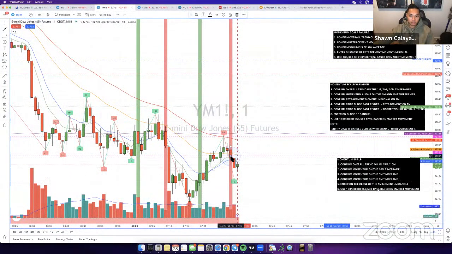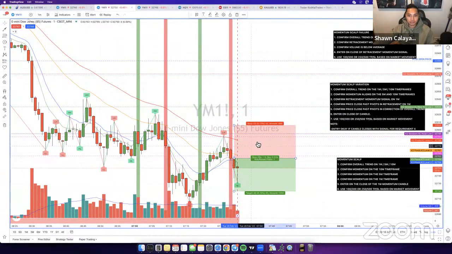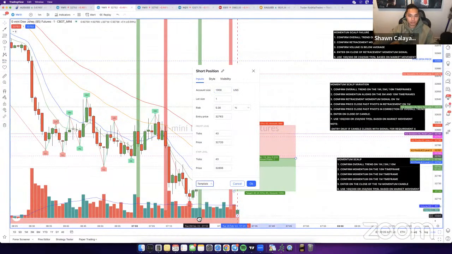And then the momentum scalp here is the one that I was waiting for. But then again, right here, obviously it was stuck at this area where I didn't want to enter the trade, and it went straight to TP. So it was the entry I was waiting for, but it just wasn't in the area where I could have made entry.